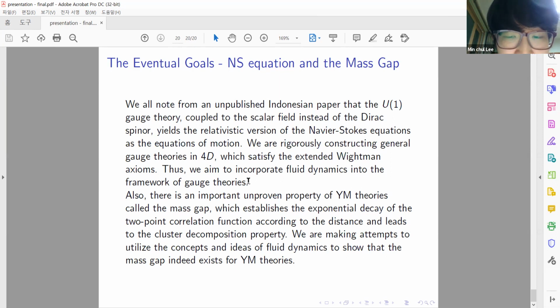Also, there is an important unproven property of Yang-Mills theories called the mass gap, which establishes the exponential decay of the two-point correlation function according to distance and leads to the cluster decomposition property. This is a very brief definition of a mass gap, but there are many different definitions of the mass gap, as Professor Sullivan pointed out. However, they are all known to be equivalent. We are making attempts to utilize the concepts and ideas of fluid dynamics, such as the energy dissipation and so on, to show that the mass gap indeed exists for Yang-Mills theories.